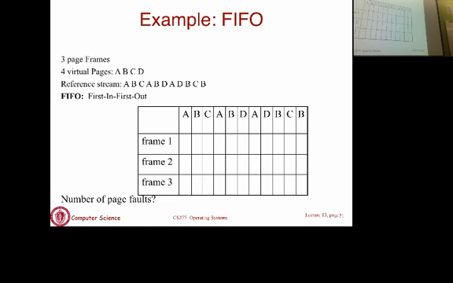Then you access B. B is also in memory, not a page fault. So there's nothing to do. The instruction executes without faulting. Then you access D. Is D in memory? It's not. We have A, B, and C in memory, these 3 pages, so that's a page fault.